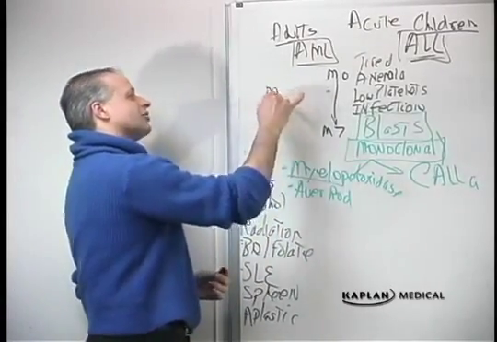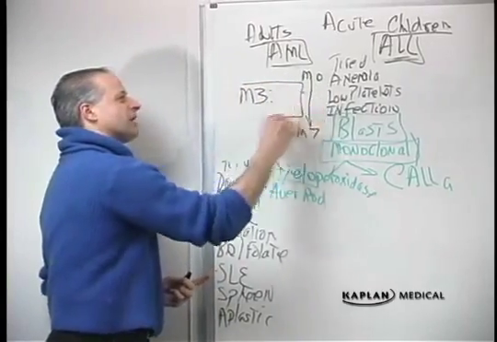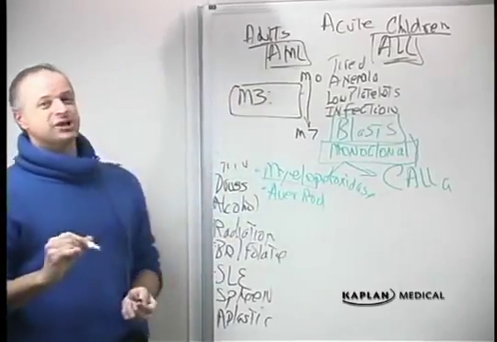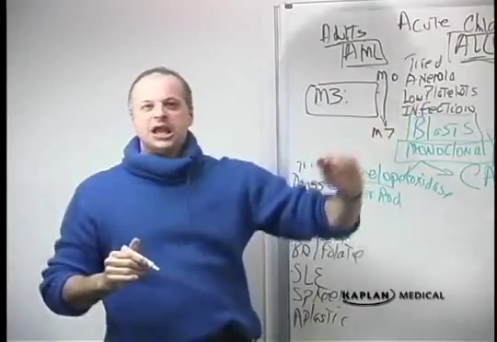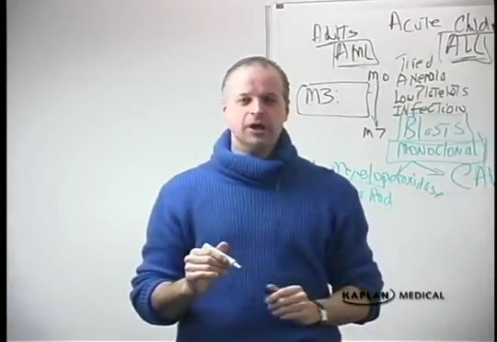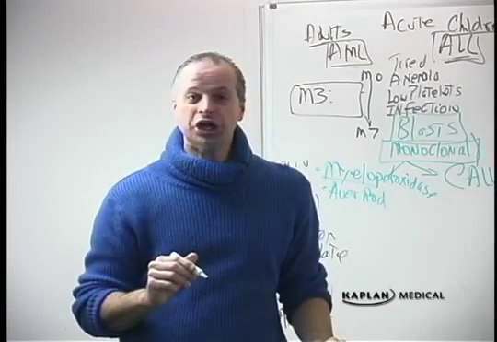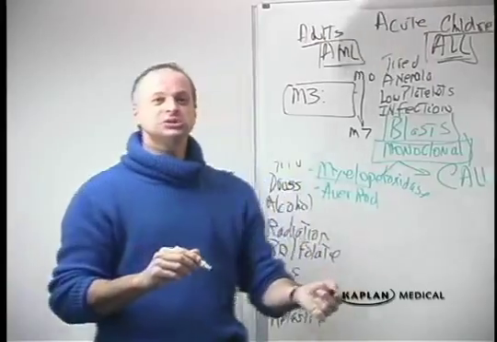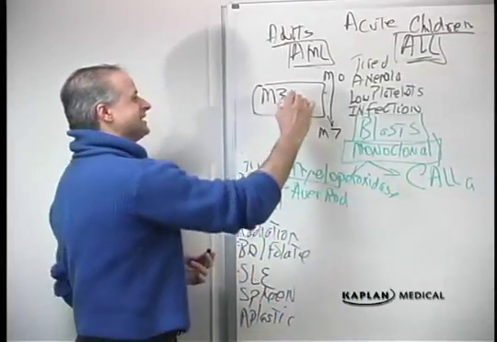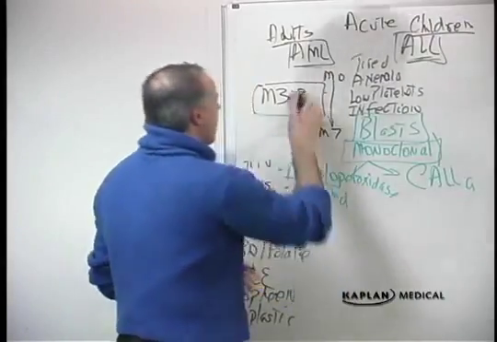Run away. Because we're only learning from the point of view of how to answer the question, which of the following is the most likely diagnosis? And if they all have the same presentation, that means you don't need to learn it. It doesn't help. The only one that's different is M3 with DIC.